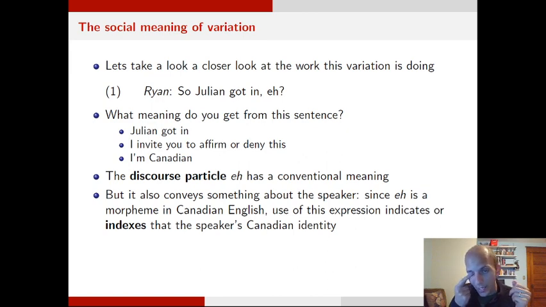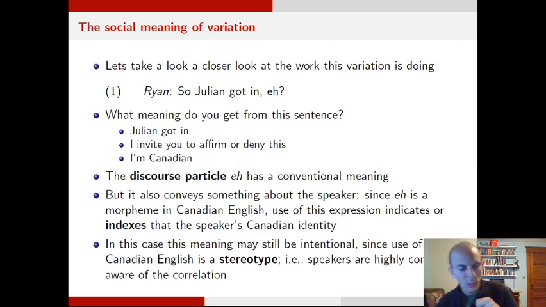Cool. And this constant process of hearing variation and associating it with its social indexes can vary in the extent to which it's a conscious activity. The amount that we're aware of this process varies, and that's what we're going to talk about now, right? So in this case, the use of this discourse particle "eh" to index Canadian status is fairly well known. People are really aware of that connection, right?